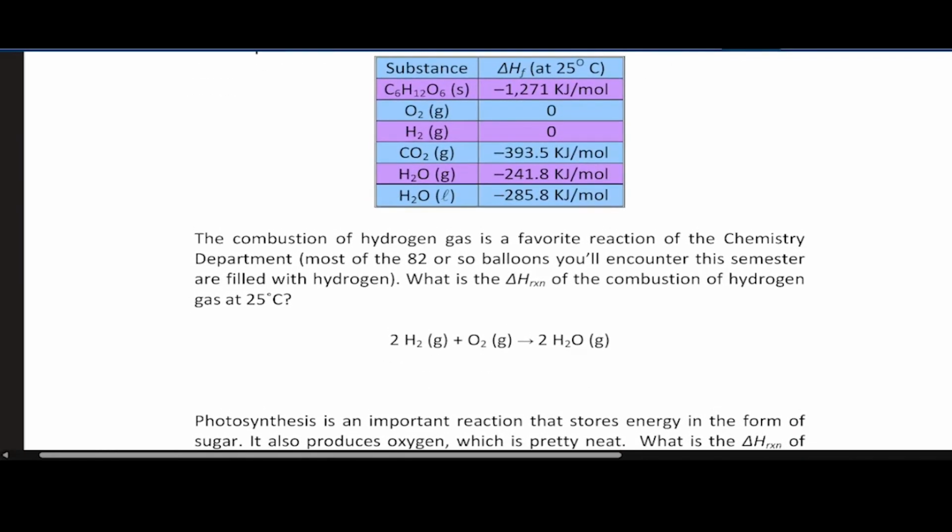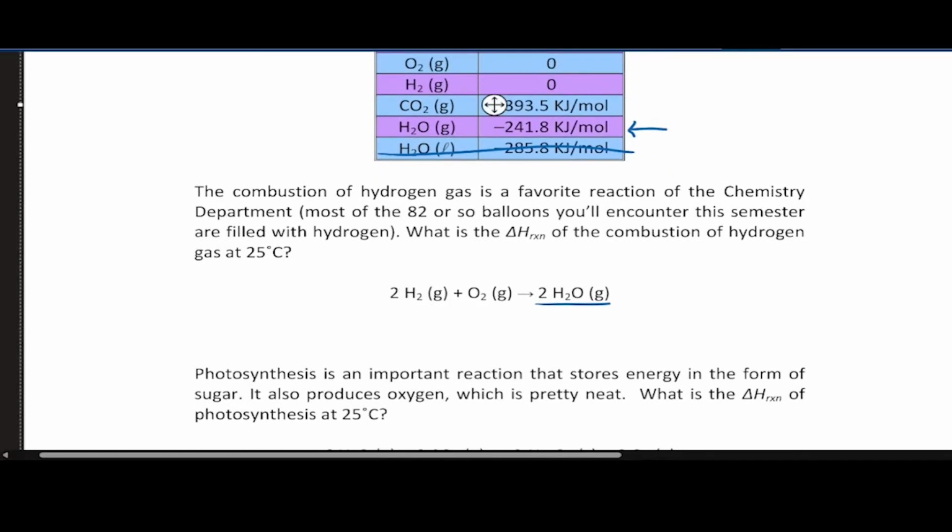So looking at this reaction at room temperature, what we're given is we have 2H2 plus O2 goes to 2H2O gas. So we're going to start off with our products, which is H2O gas. So we're going to be looking at this one. We don't care about this one right here. And since there's two of them, we're going to do 2 moles times its enthalpy of formation, which is negative 241.8 kilojoules per mole. And this is our only product, so this is all that we need here.